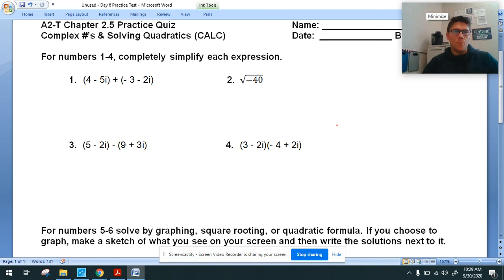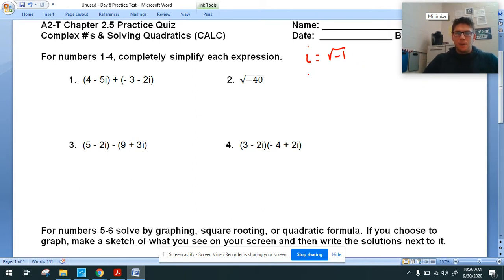Today we're going to take a look at a practice set that's going to simplify using i. We're also going to solve equations that may contain i in the final answer. As a reminder, i is just the concept of the square root of negative 1.